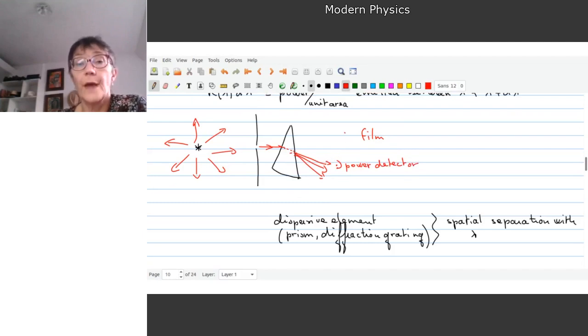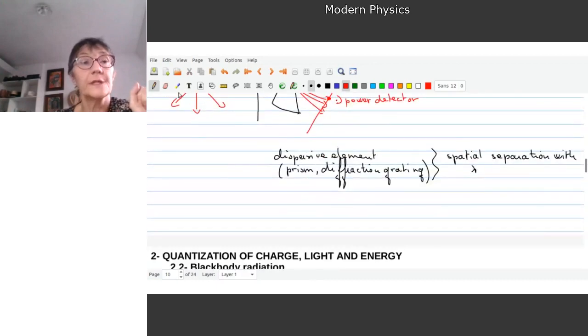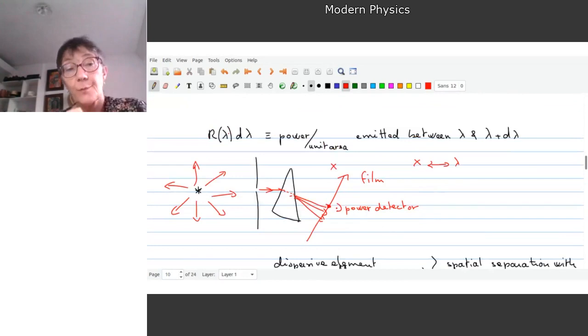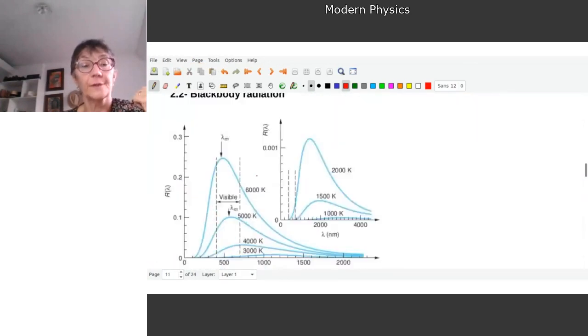So you know that there is some axis here, I can call it X. X has a unique relation to the wavelength. Depending on the position of your detector, you know that you are detecting the power at a given wavelength. This is what we are interested in, because we want a relationship between the color, the wavelength, and the temperature. I can already show you the result.